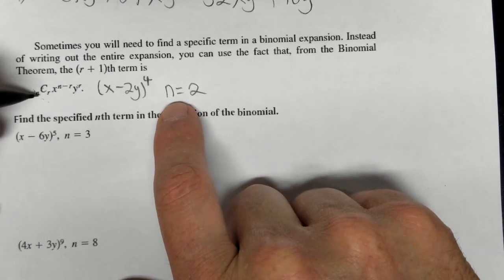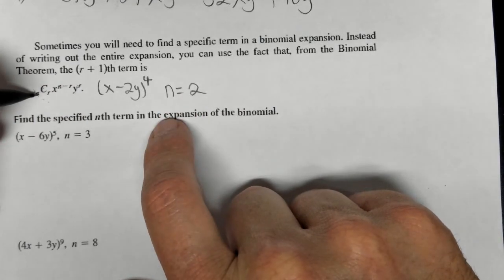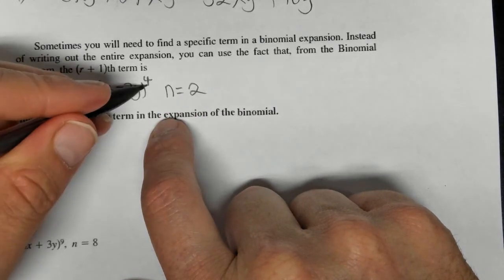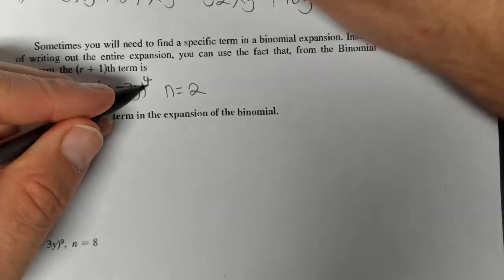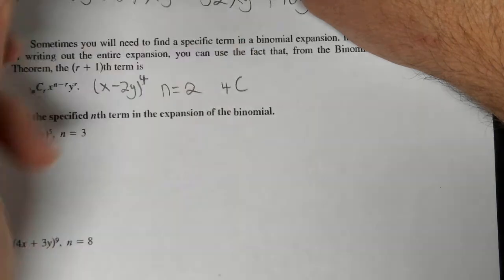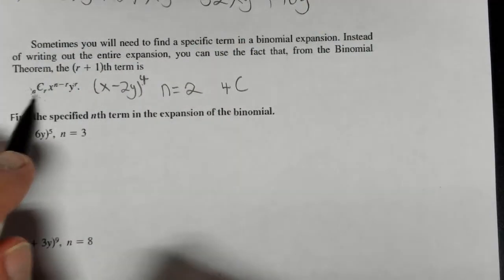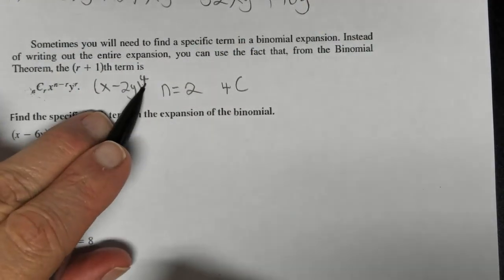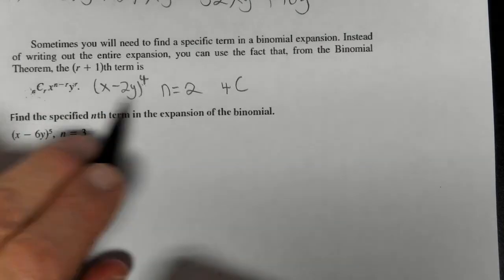So first of all, when you start to plug in, this n is going to be whatever power you're raising the binomial to. So this is going to be 4 choose r. The n is always the power. N is the power here.